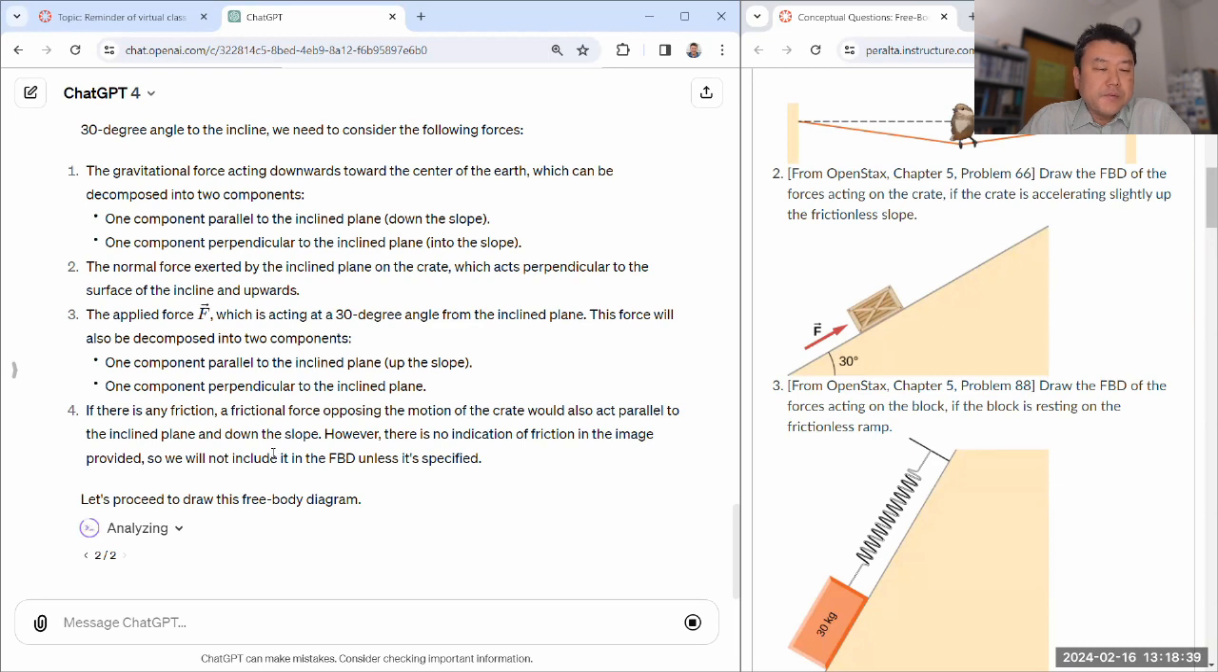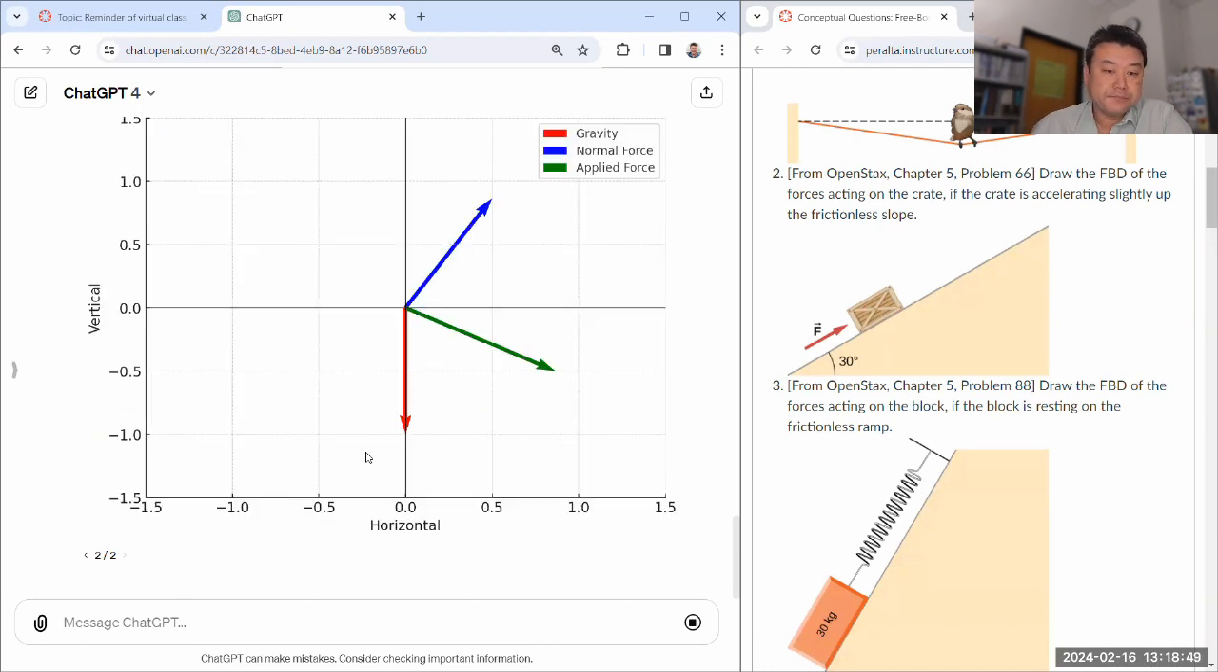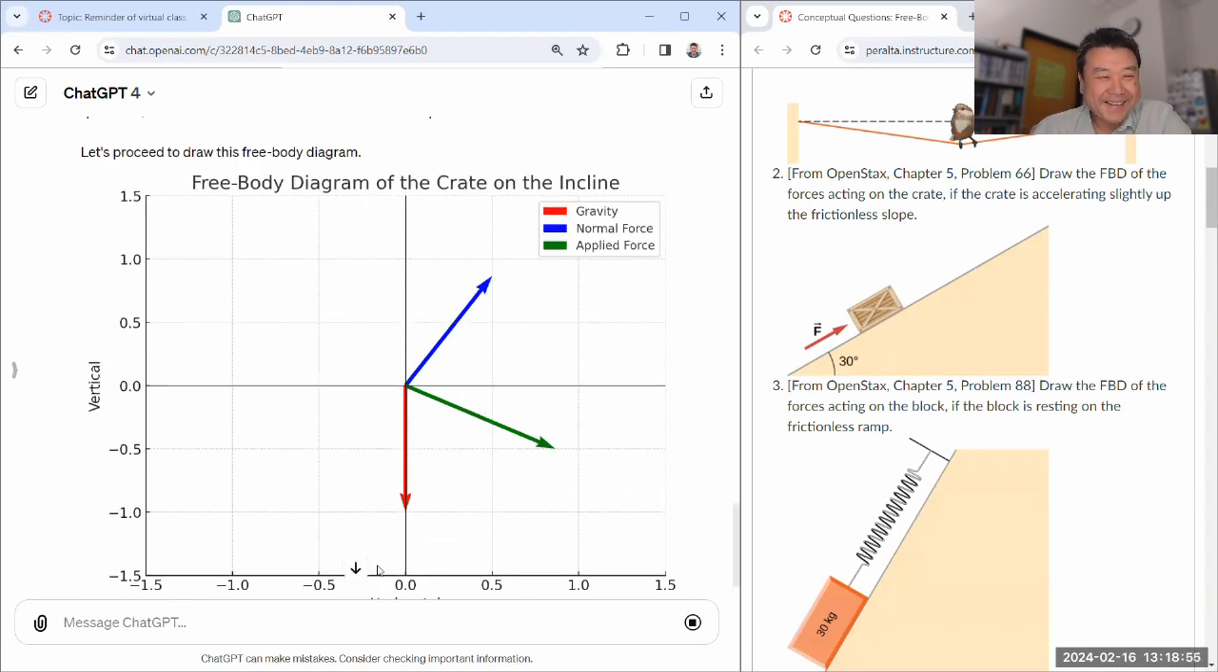I wonder if the fact that we are watching it generate the code was messing with it somehow. I don't know. Yeah, this looks super wrong. Gravity is right, okay, downward. Normal force, I think it's gotten confused between the two tries. It's already seen the image. It should know normal force goes that way, not this way.